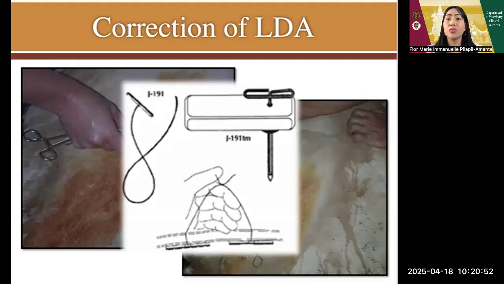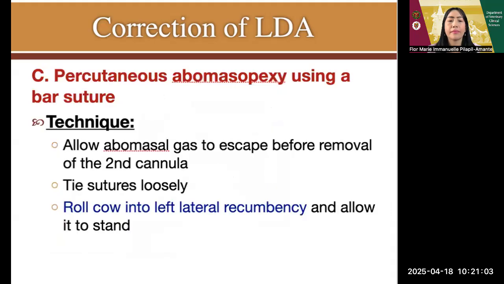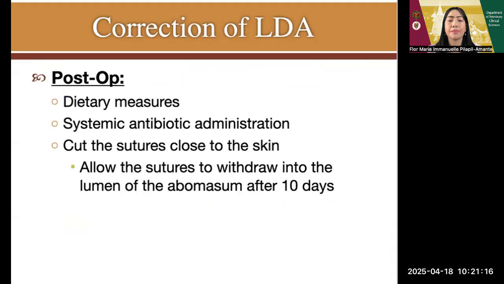Note that the bars of the suture are now in the flat position beside the abdominal wall, and this will hold the attached abdominal content in place. Further expel abomasal gas before removal of the cannula of the second suture. After tying, roll the cow into left lateral recumbency and allow her to stand. Same post-op management will be done, and the bar sutures will be cut after 10 days.